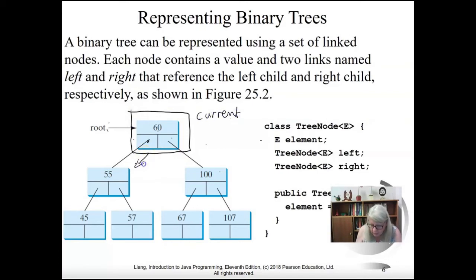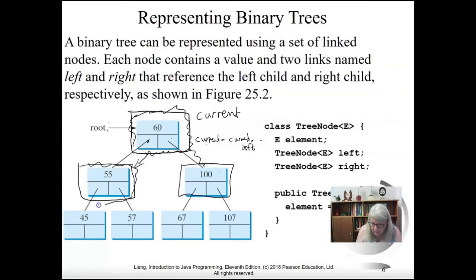And if I want to move my window, so I want to remove this part, I say current equals current dot left. But I can also move my window this side, then that part is no longer there. And to do that, I can say current equals current dot right.